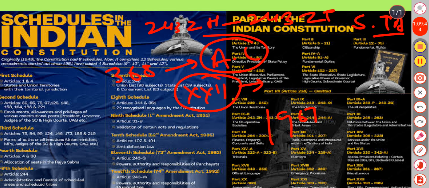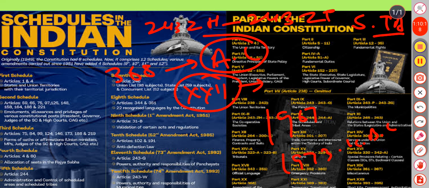And second case, Keshavananda Bharati case, 1973. So in this, preamble was a part of the constitution and can be amended by the parliament under the article 368. Parliament can also amend the fundamental rights against Golaknath case, but ruled that the parliament cannot destroy the basic structure of the constitution. So this is important.